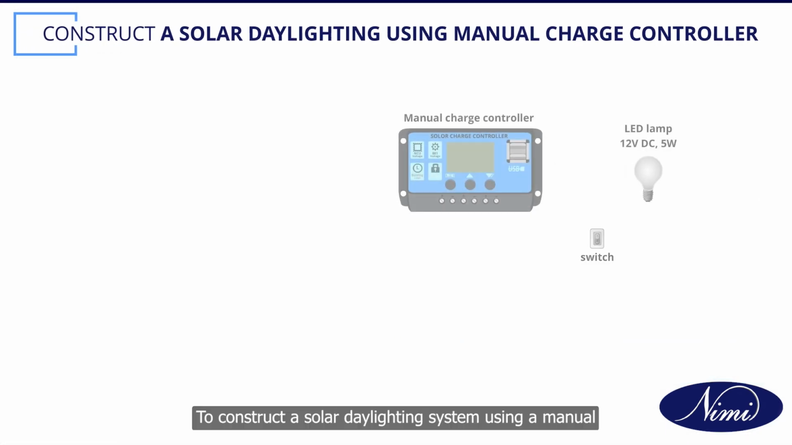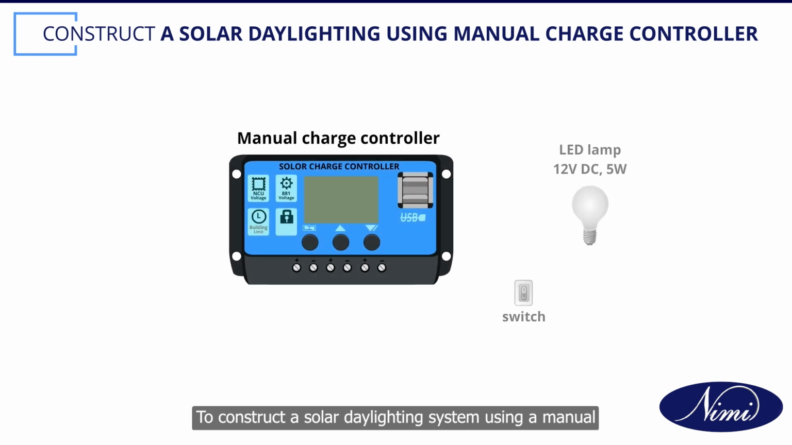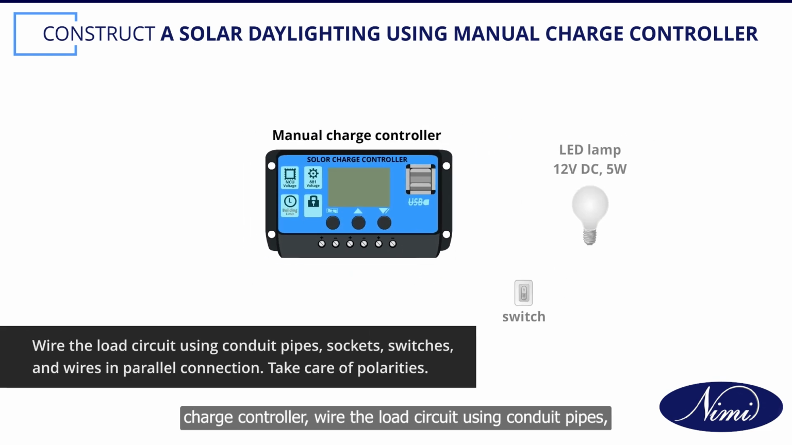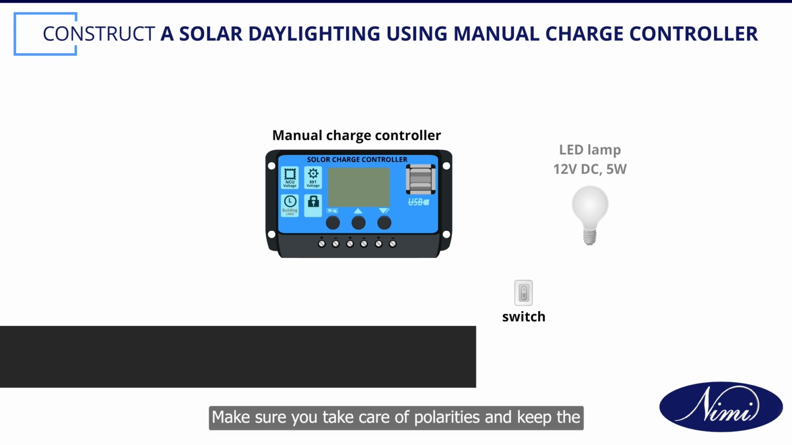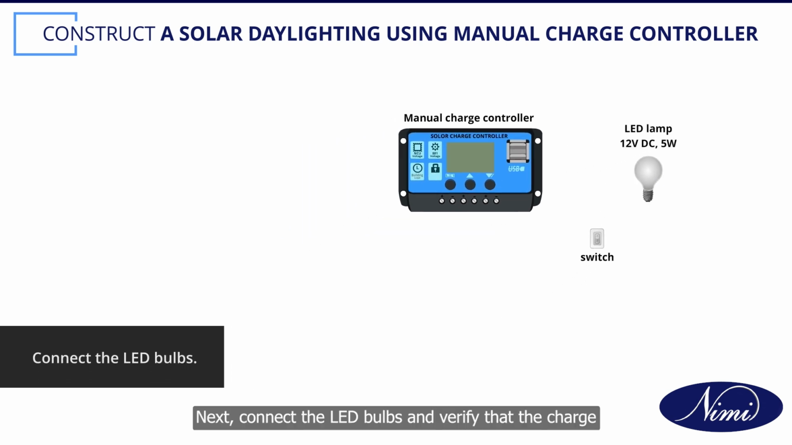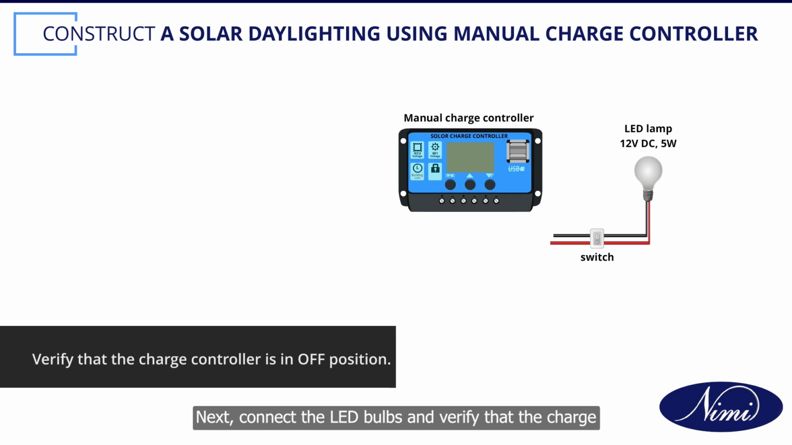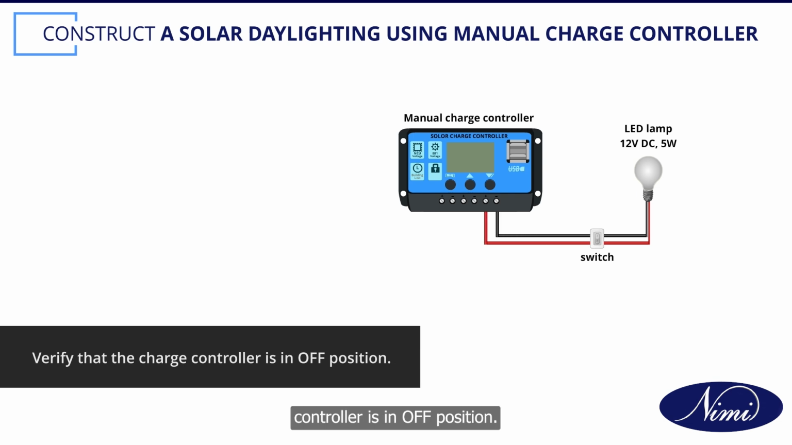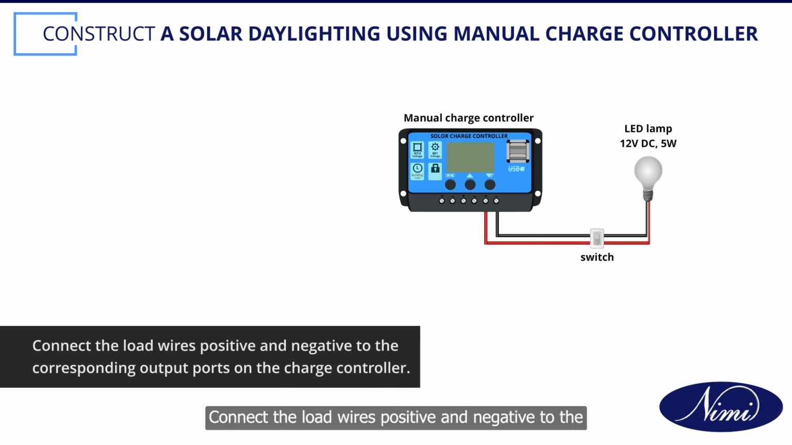To construct a solar day lighting system using a manual charge controller, wire the load circuit using conduit pipes, sockets, switches and wires in parallel connection. Make sure you take care of polarities and keep the switches in off position. Next, connect the LED bulbs and verify that the charge controller is in off position. Connect the load wires positive and negative to the corresponding output ports on the charge controller.